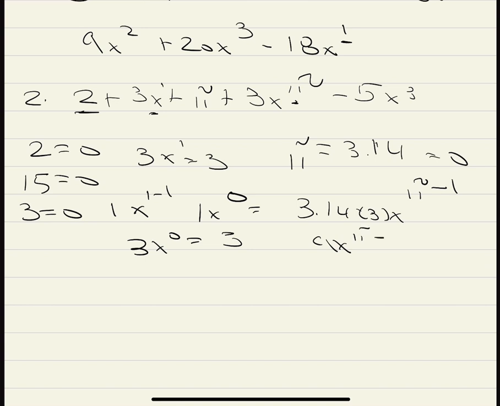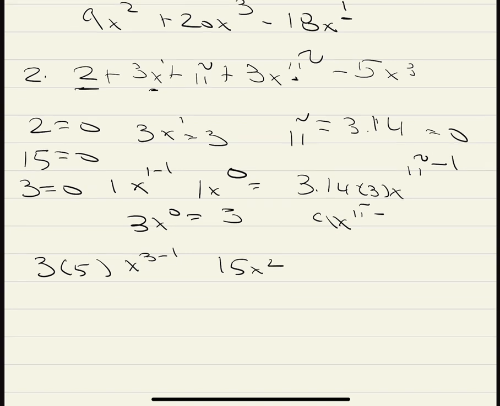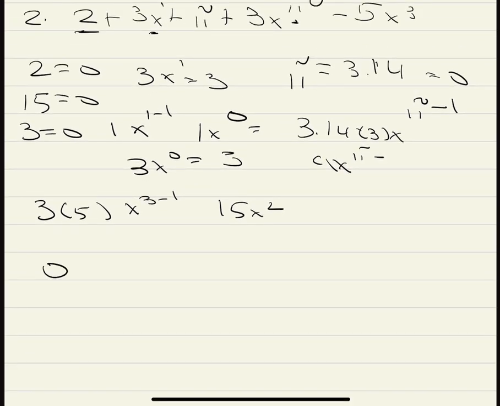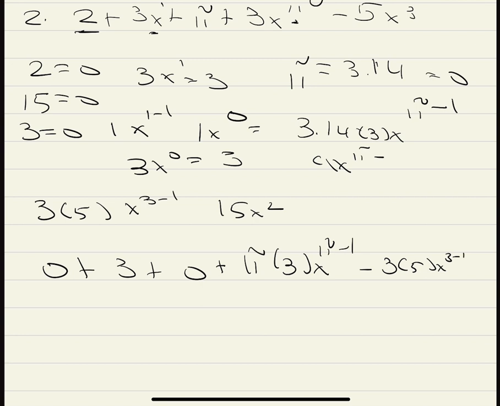And then 5x cubed, we're just going to follow our power rule. Take our exponent down, multiply by our leading coefficient, subtract by 1. So it'll be 15x squared. Let me make this look a bit nicer. So we're going to have 0 plus 3 plus 0 plus pi times 3, x^(pi-1), minus 3 times 5x^(3-1). This will be 3 plus 9x^(pi-1) minus 15x squared.